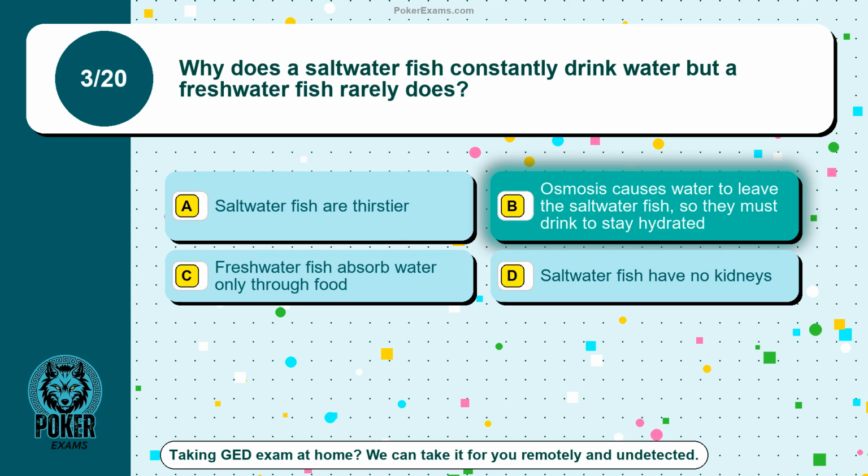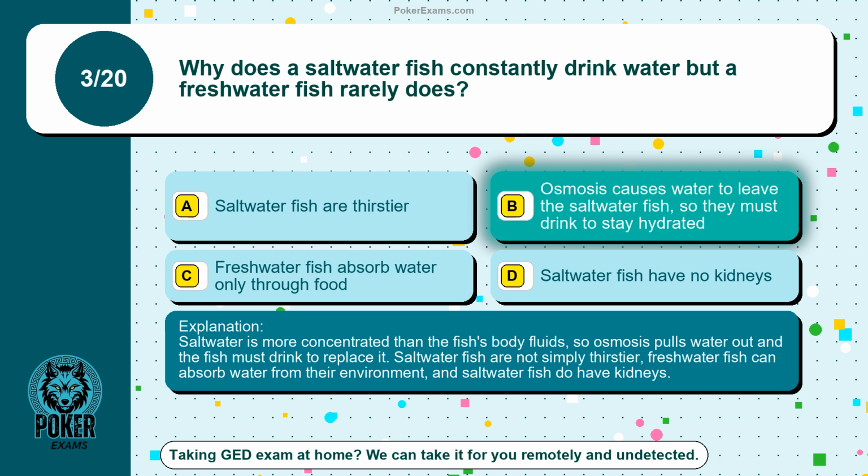The correct answer is option B. Osmosis causes water to leave the saltwater fish, so they must drink to stay hydrated. Salt water is more concentrated than the fish's body fluids, so osmosis pulls water out and the fish must drink to replace it. Saltwater fish are not simply thirstier. Freshwater fish can absorb water from their environment, and saltwater fish do have kidneys.